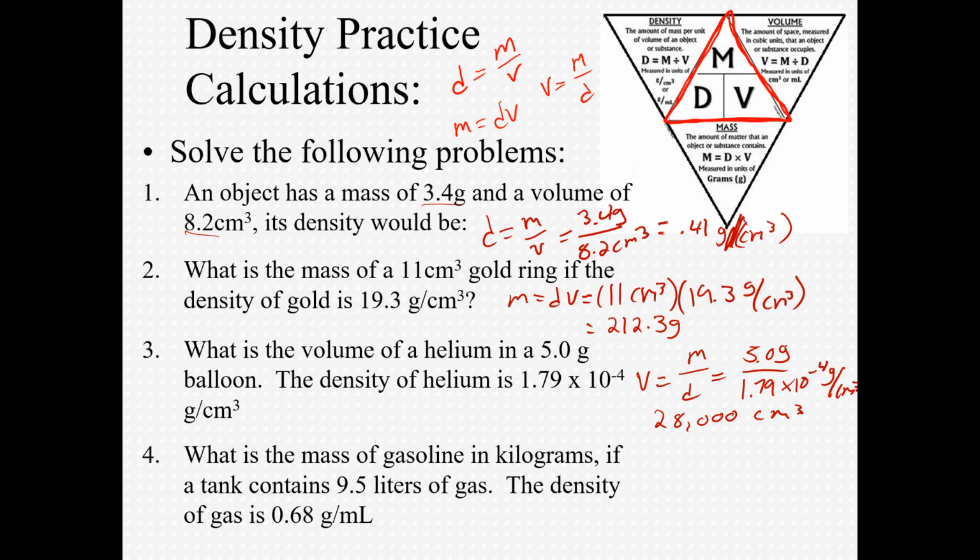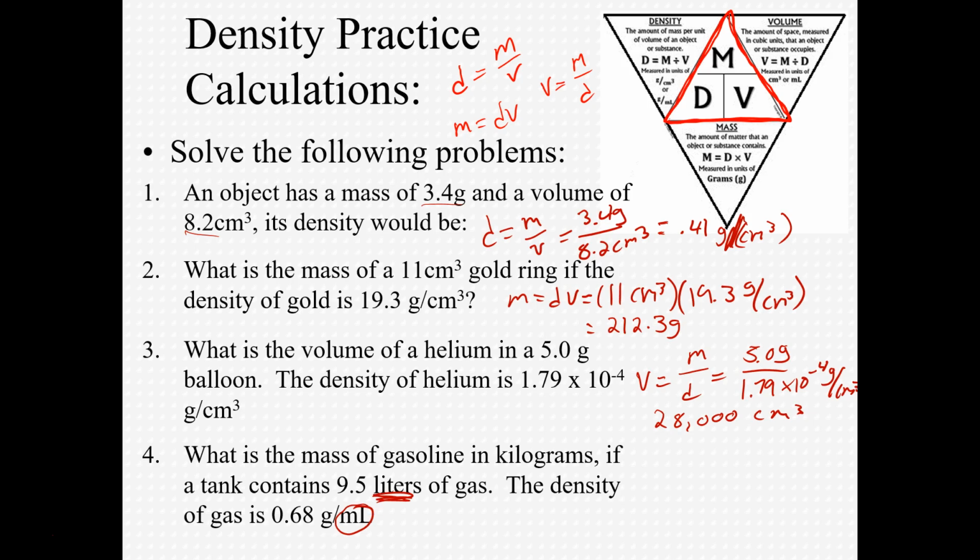And finally, our last question, what is the mass of gasoline in kilograms if a tank contains 9.5 liters of gas? The density of gas is 0.68 grams per milliliter. Well, this is one of those times where you have to be very careful about units. So if you look down here, it's grams per milliliter. But our volume's not in milliliters. We have to convert liters into milliliters.